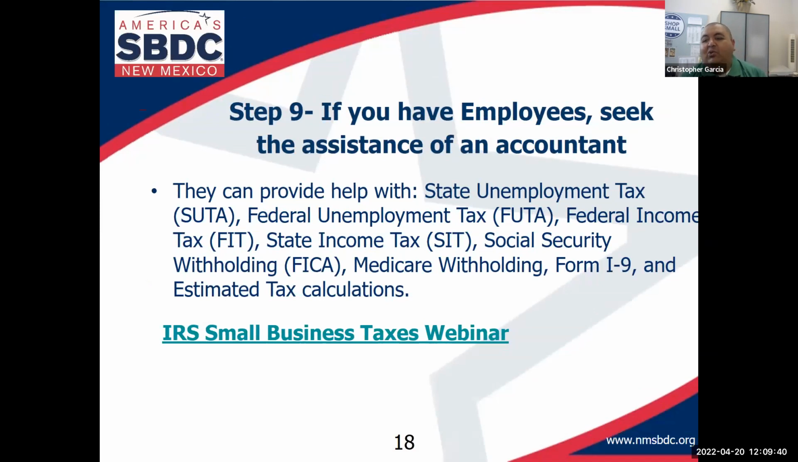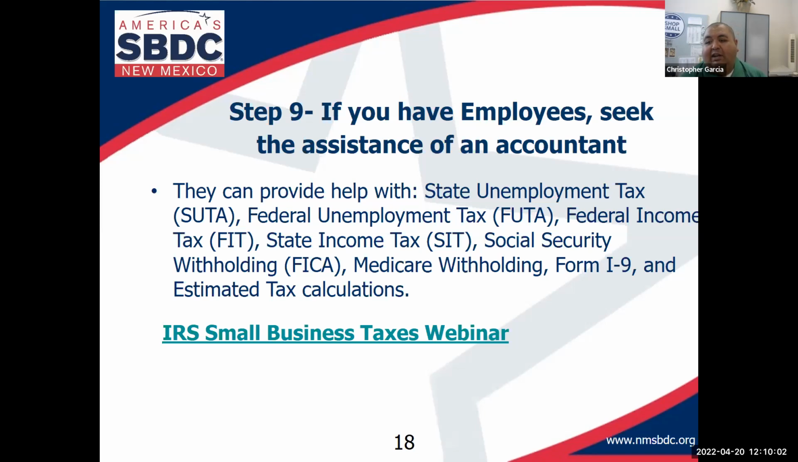Step 9 is if you have employees, seek the assistance of an accountant. You can see all the tax acronyms on the screen like SUTA, FUTA, FIT, SIT, FICA. And if you aren't willing or able to deal with them, please seek out the help from a bookkeeper and accountant. They also have payroll services that you could buy a la carte or with a bookkeeper or accountant firm.